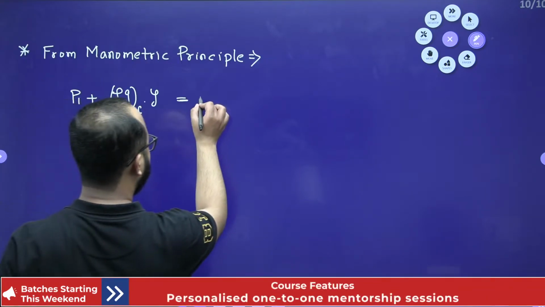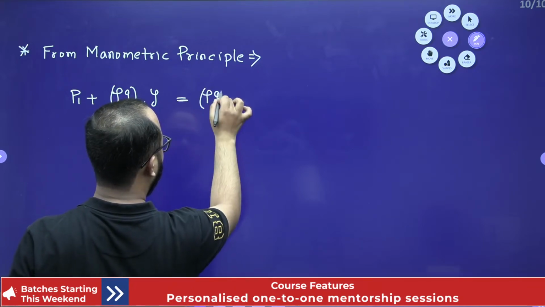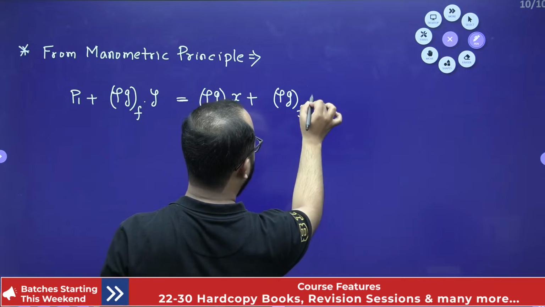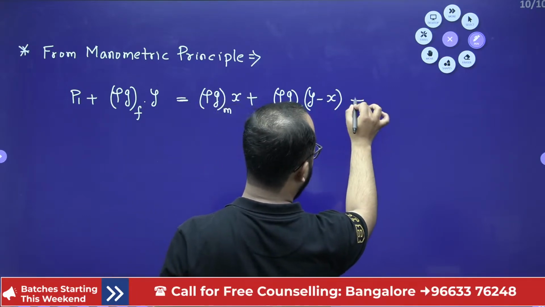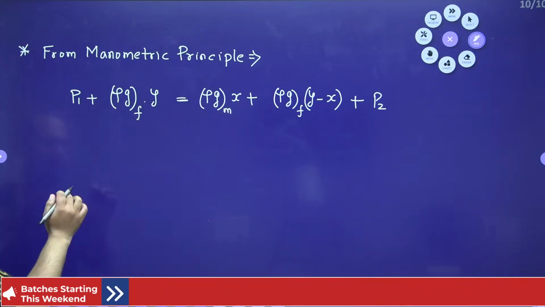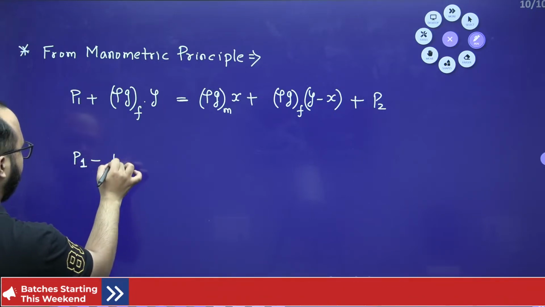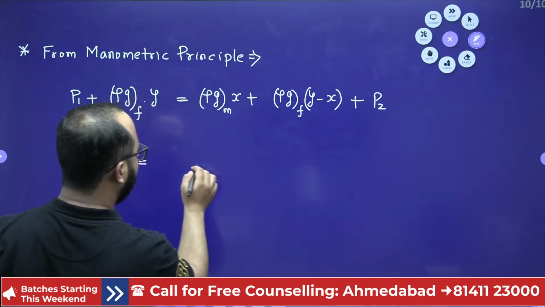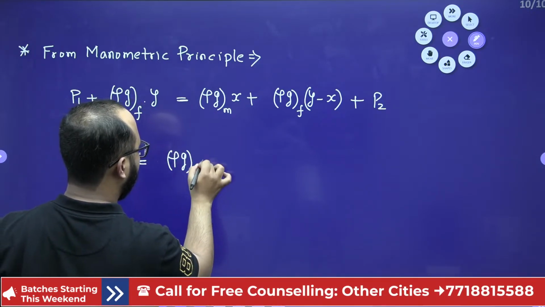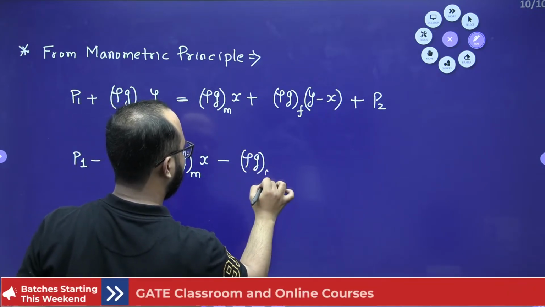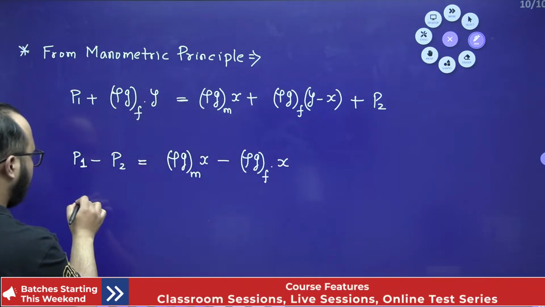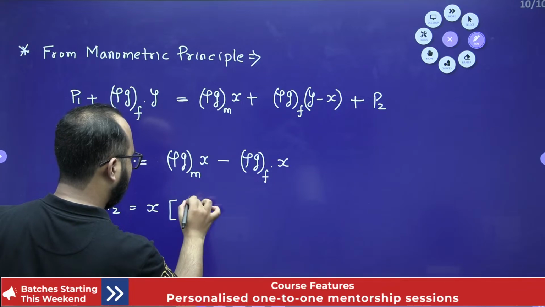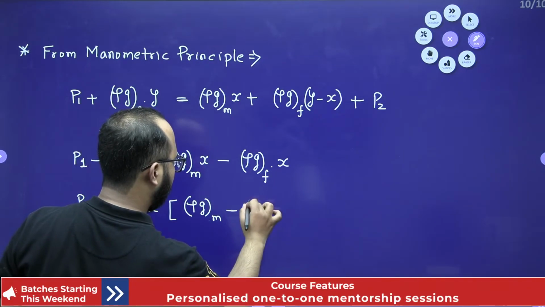So here I will first write the manometric fluid head, rho G M into X, plus rho G of the fluid into Y minus X, plus pressure P2. Now please remember, from this equation I will get P1 minus P2. This term gets cancelled out. The remaining terms are rho G of the manometric fluid minus rho G of the fluid flowing in the pipe, into X. X is common, so I can take it out. In the brackets is rho G of manometric fluid minus rho G of fluid.